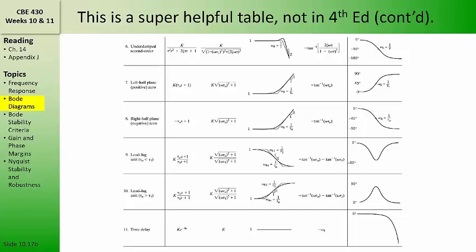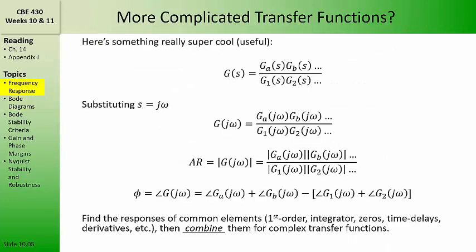Of course, these 11 rows in this table are only a small sampling of the vast number of possible forms that a transfer function can take. However, I want to remind you of a concept that we introduced back on slide 5. The frequency response for any transfer function can be obtained by decomposing that transfer function into simpler transfer functions and finding the frequency responses of those simpler components, and then reconstructing the amplitude ratio and phase angle.